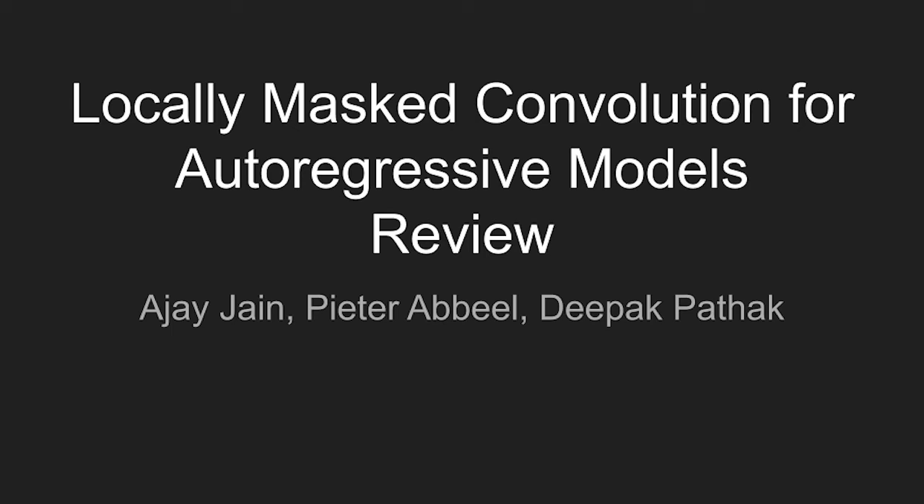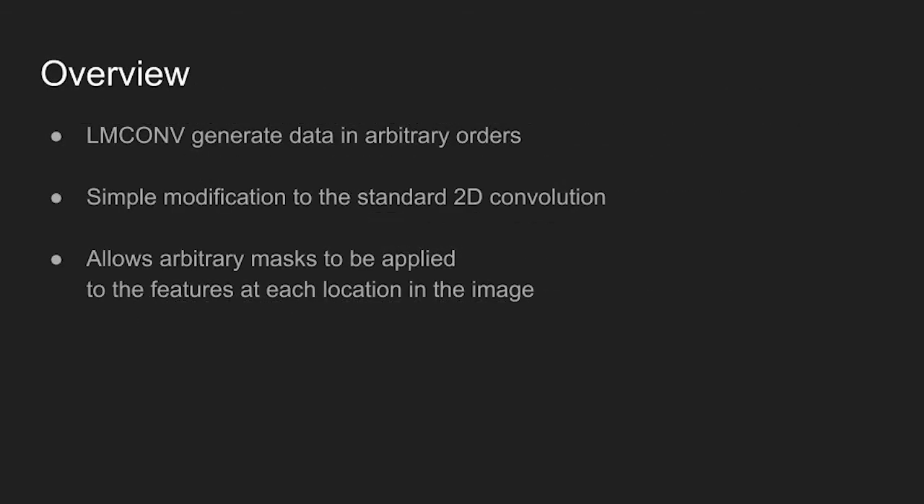Today's paper is Locally Masked Convolution for Autoregressive Models. The paper proposes a new convolution method for autoregressive models. A simple modification is added to the standard 2D convolution, and this allows arbitrary masks to be applied to the feature at each location in the image.